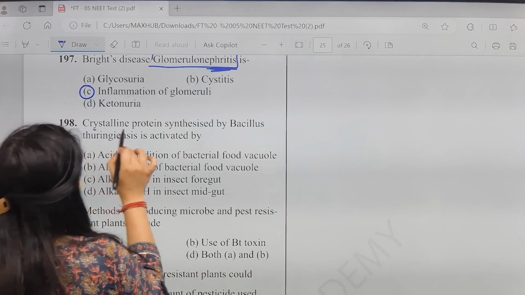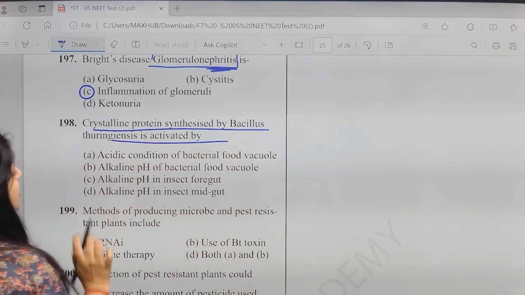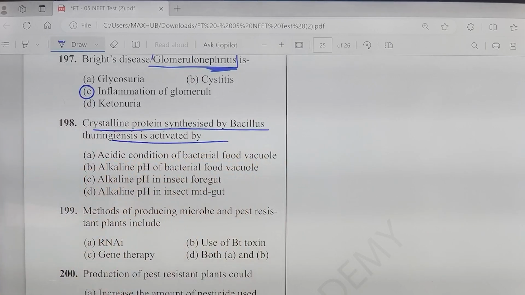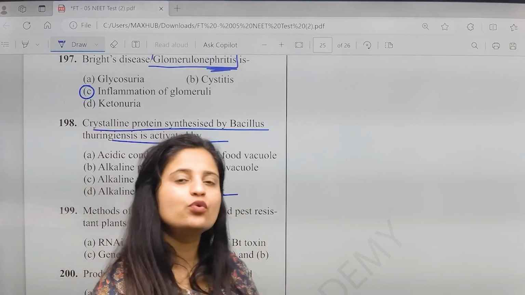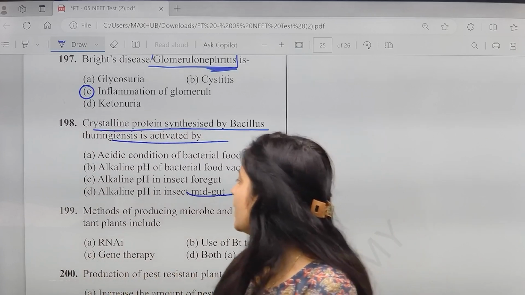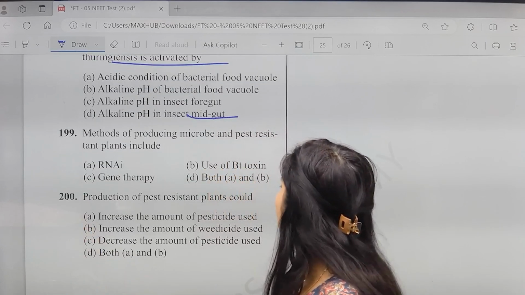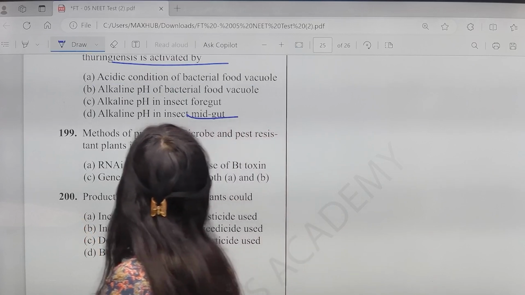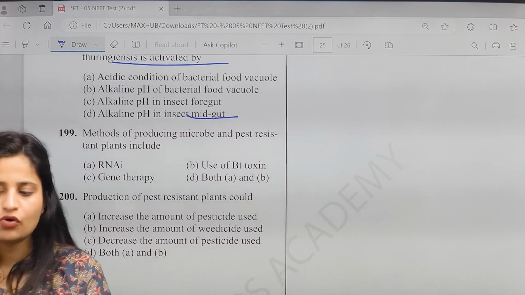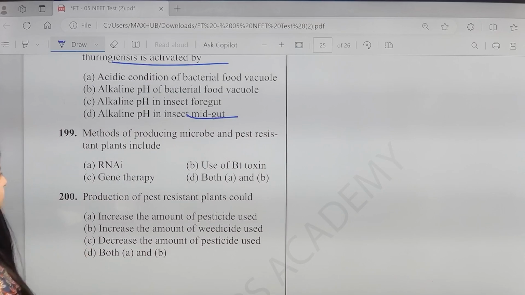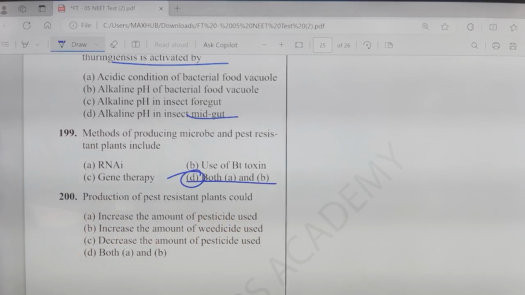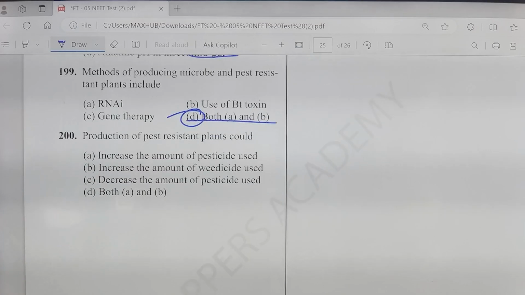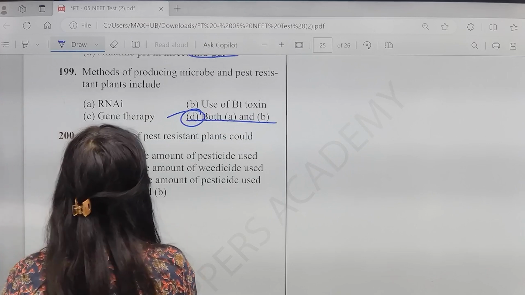Next is: the crystalline protein synthesized by Bacillus thuringiensis is activated by the alkaline pH of the insect gut, which converts it into the endotoxin. Next is: methods of producing microbe and pest resistant plants include what? It includes the RNAi technique and the use of Bt toxin. The RNAi technique we are using in the tobacco plant now. The production of pest resistant plants could decrease the amount of pesticides used.